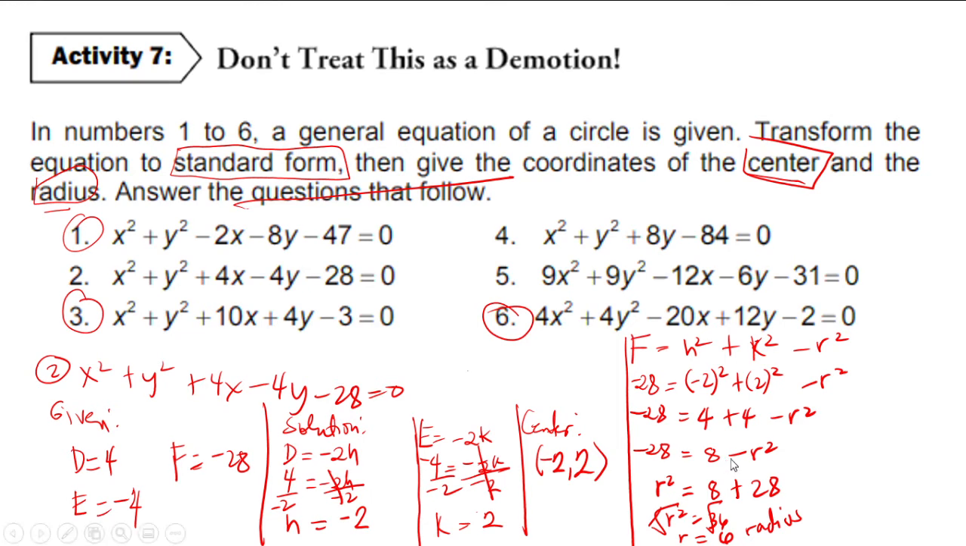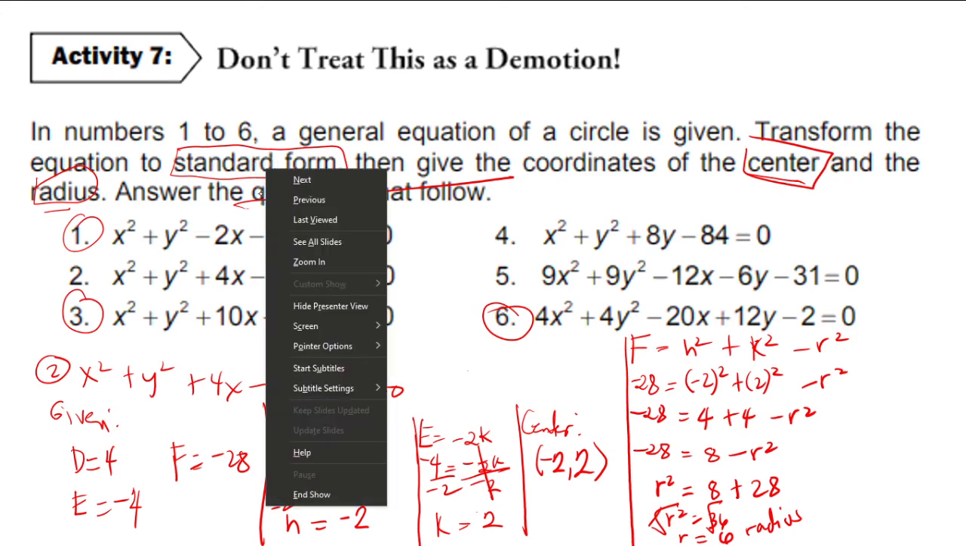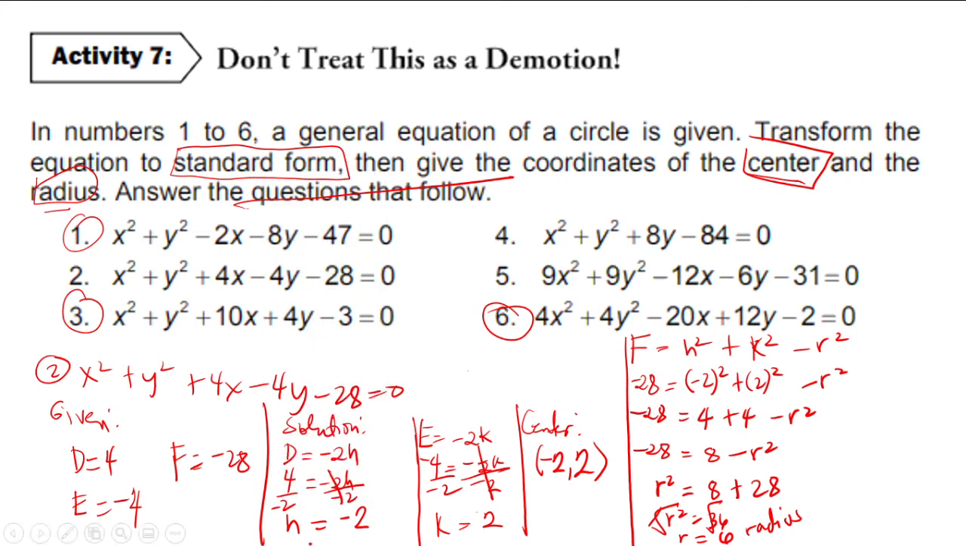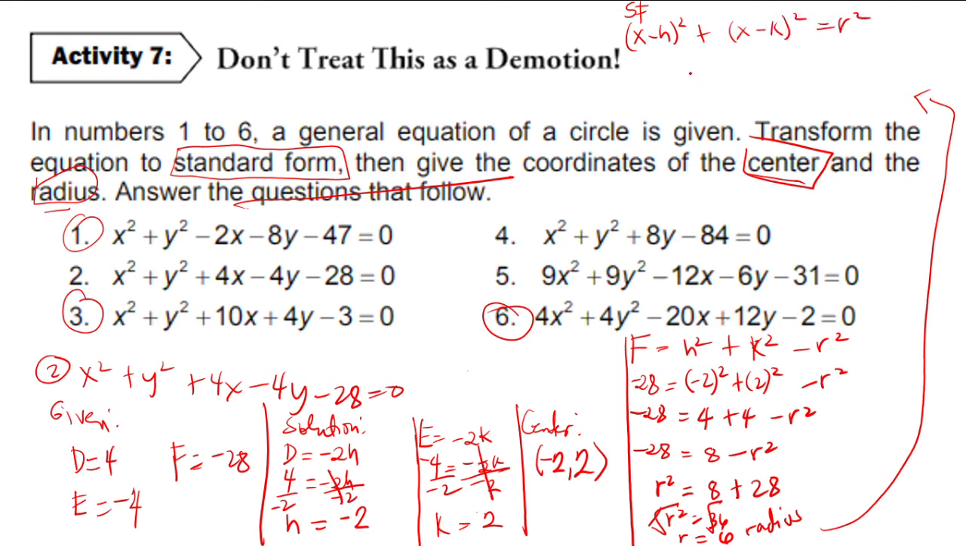Okay, next. After that, i-convert na natin siya sa standard form. Ang standard form natin, since may H at saka K tayo na negative 2 at positive 2, ibig sabihin ang standard form natin, lagay ko na sa taas. Kayo na lang bahala mag-connect pag nagsagot kayo. So, ang standard form natin, dapat x minus h quantity square plus y minus k quantity square is equal to r square. So, dapat ganyan ang itsura ng ating standard form.